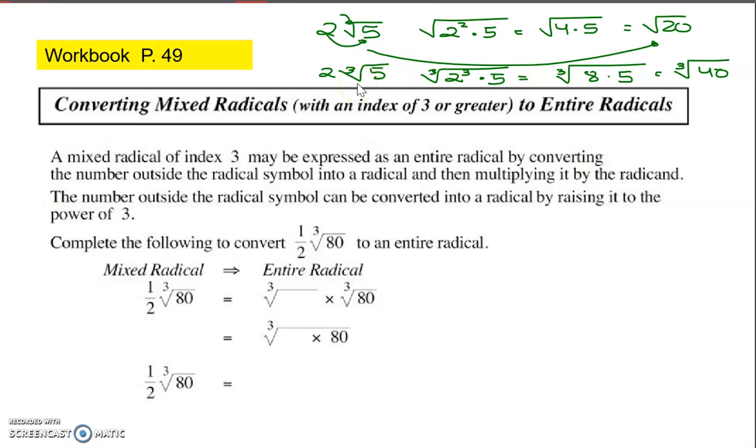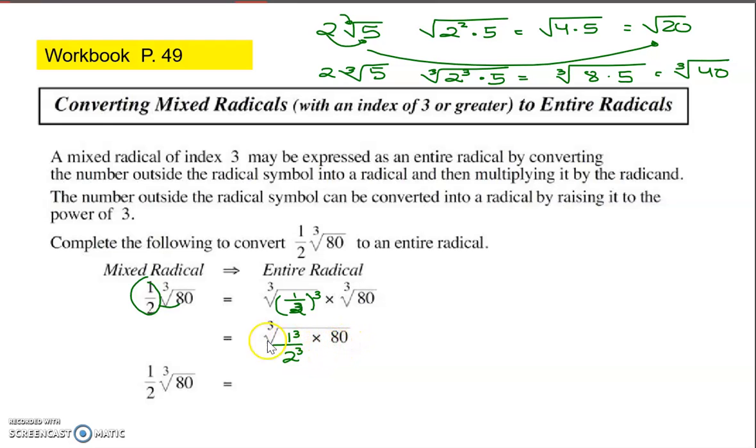Okay, so we always follow the index. It tells us, when something comes inside, what power we take it to. So in this example on page 49, we have 1/2 cube root of 80. So the 1/2 needs to come inside, so it will again get cubed. If you remember fractions, we distribute the power in. So this will become 1 cubed over 2 cubed, times 80.